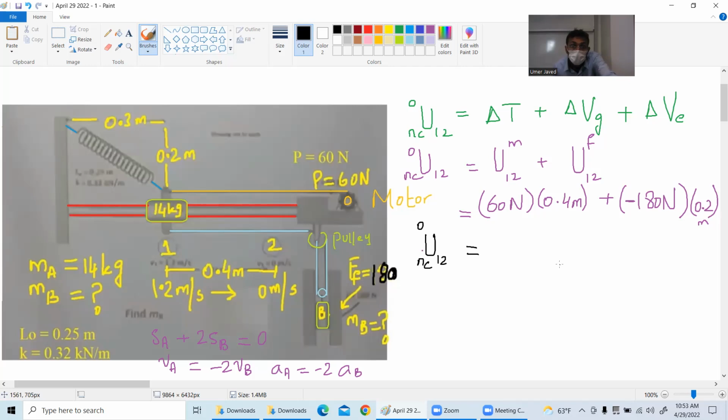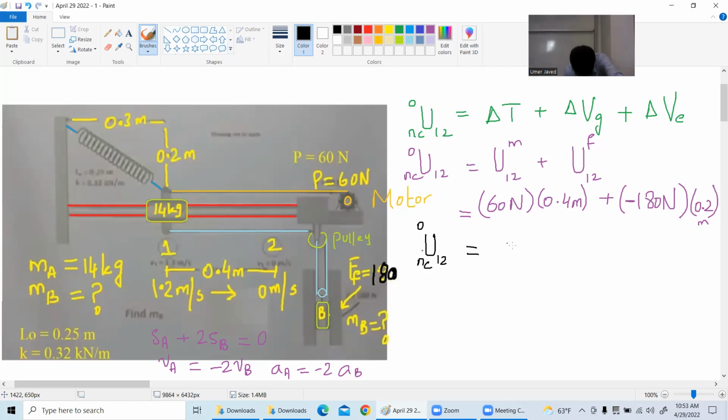Hocam, is the mass of B 13.8 kilogram? I have to see my notes. Okay, let me see my notes. It's 17 in my notes, 17 kilograms. When we go through this, we will see.